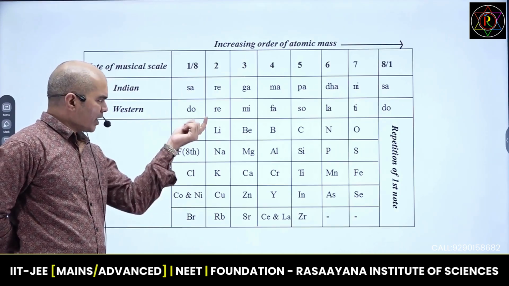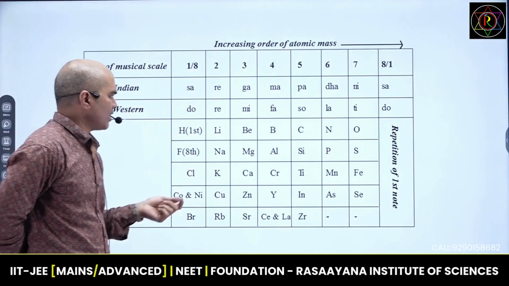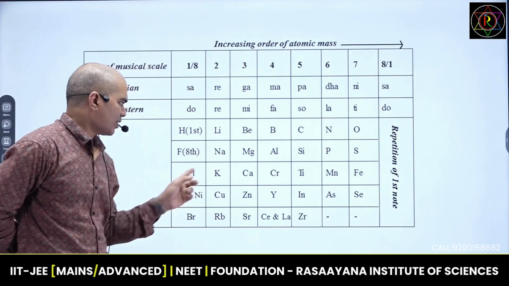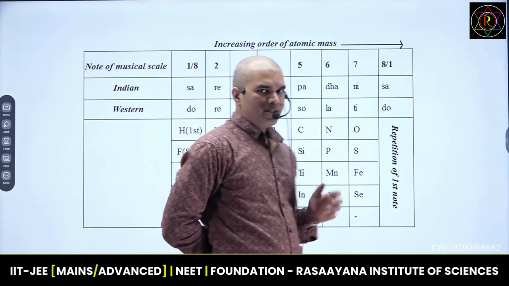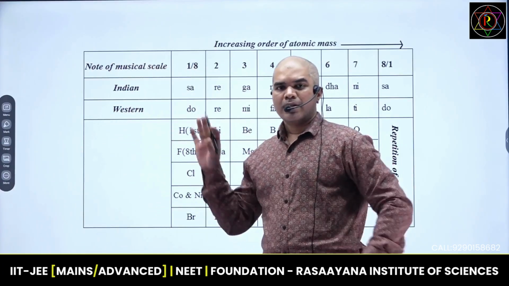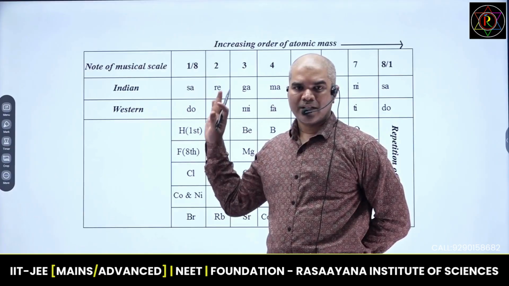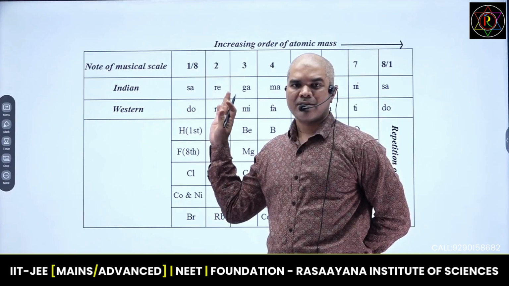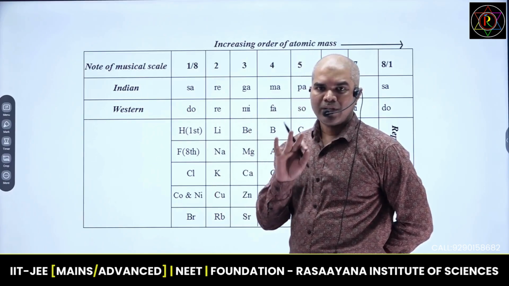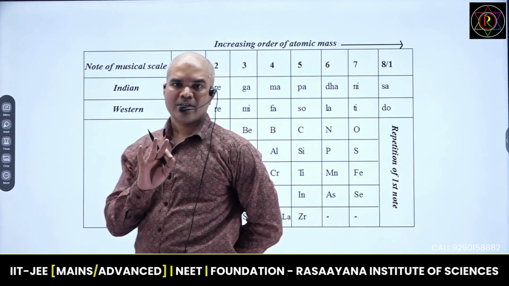Okay, so why didn't they consider the inert gases? Why don't I find helium, neon, argon, krypton or so on? The simple reason is, these inert gases were unknown at the time of John Newlands. So they were not included in his classification.